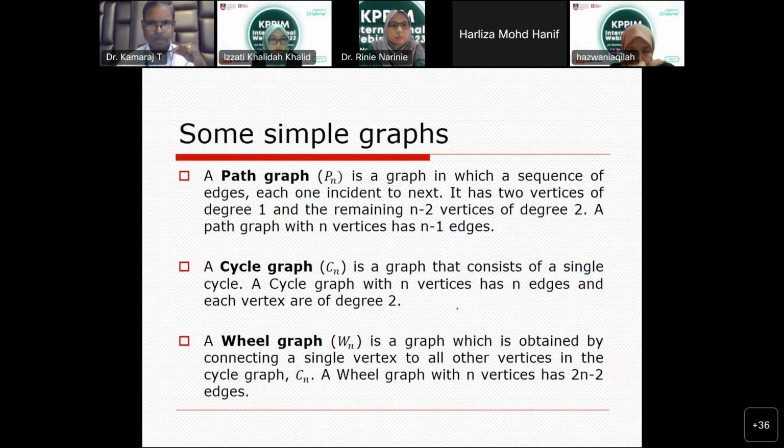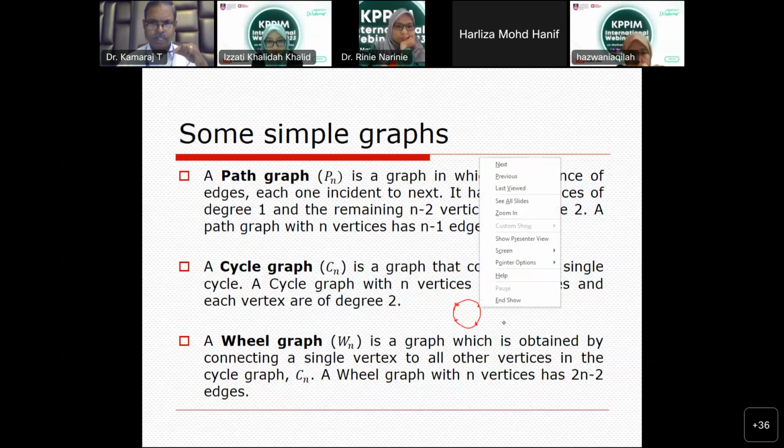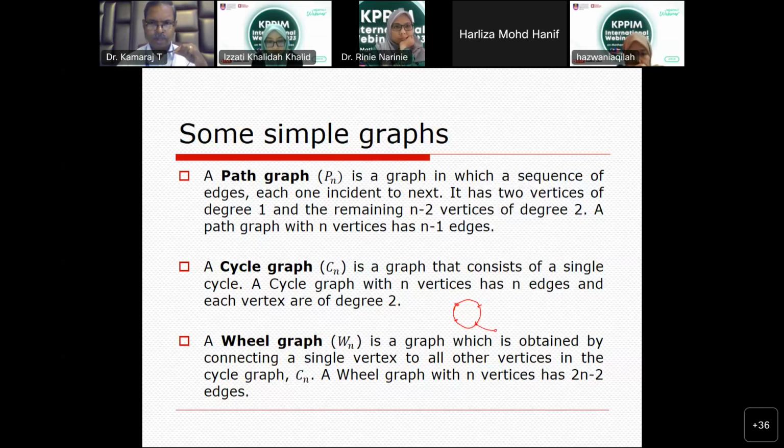So you have a cycle graph, for example with 4 vertices. Now join the central vertex to all these 4 vertices. This is what we call a wheel graph. And it has 2n minus 2 edges if the wheel graph has n vertices.